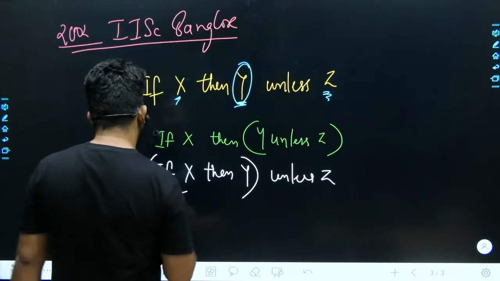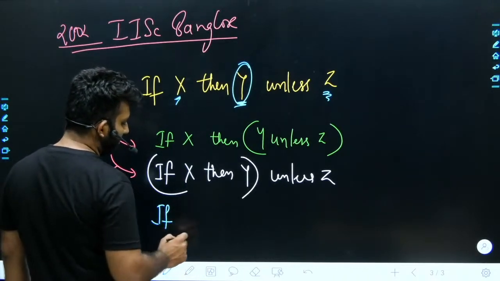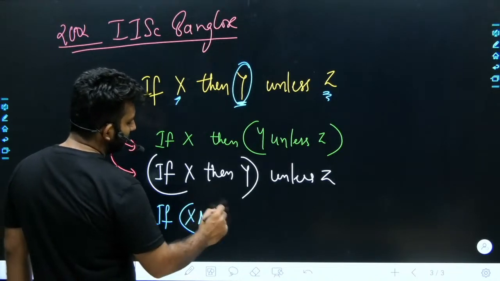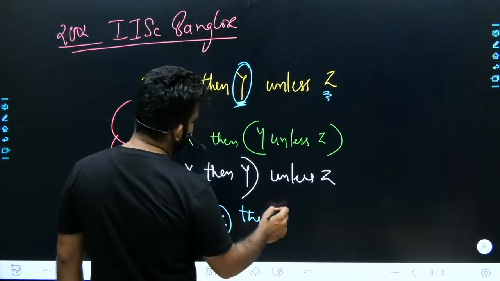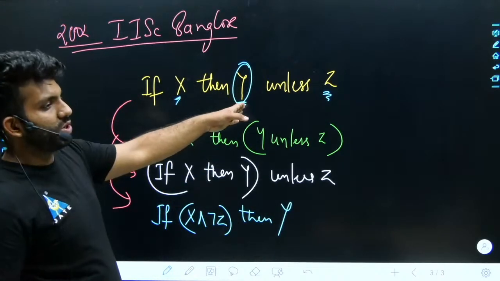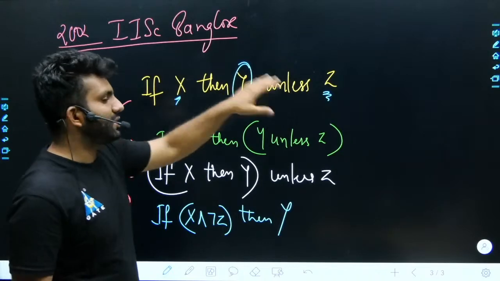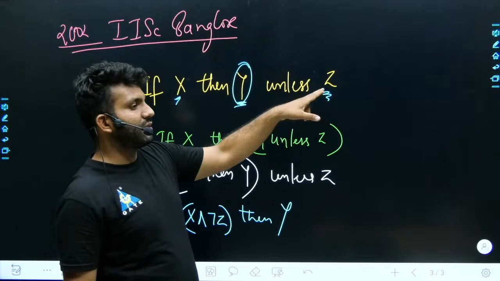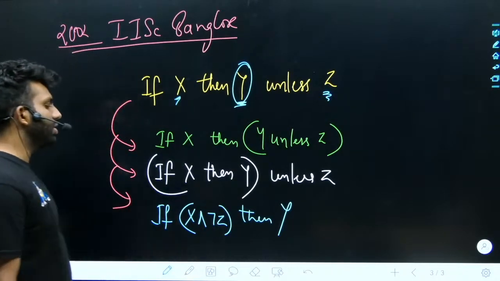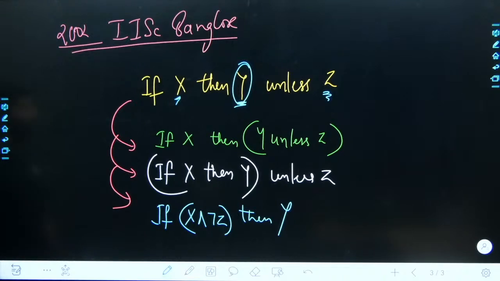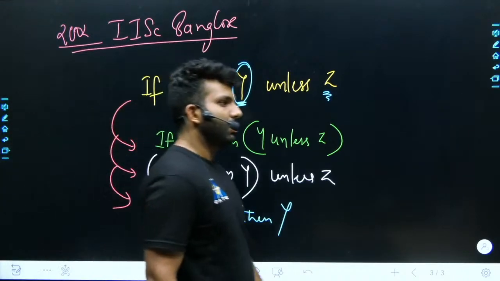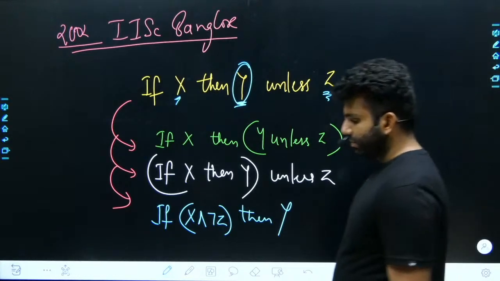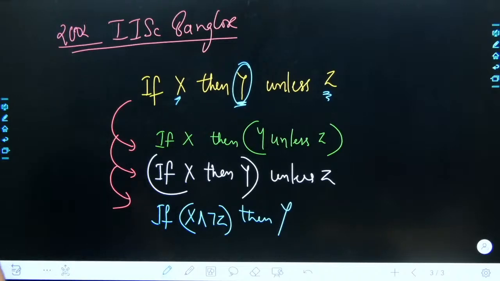That means I can write this like this as well. If X and not of Z, then Y. I can also write it like this, because Y is the situation which is dependent upon two conditions, X and Z. On both it is dependent, and for both cases not of Z is there. If X and not Z, then Y. I hope this is clear. There must be no issue over here. Okay, so there must be no issue. I hope this is clear.